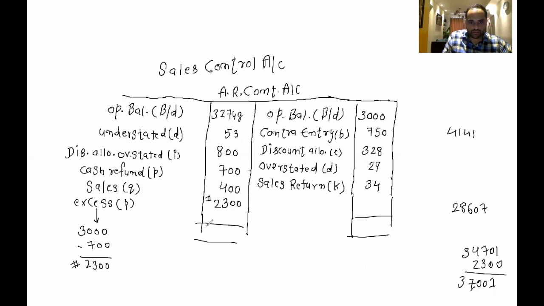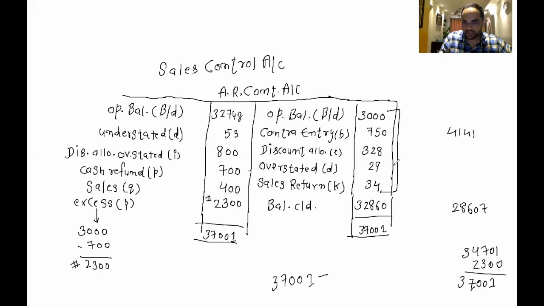So this side total is 37001, right? And this one also 37001, and this one is the balance carried down. So balance carried down will be this number minus all this, which will be equal to 32860. So this number is 37001 minus all this.